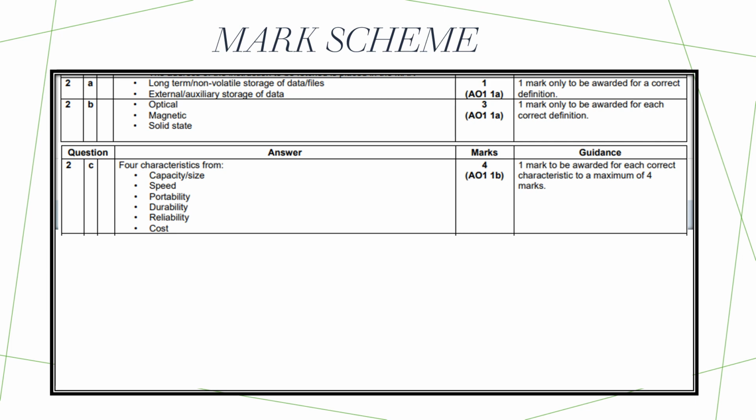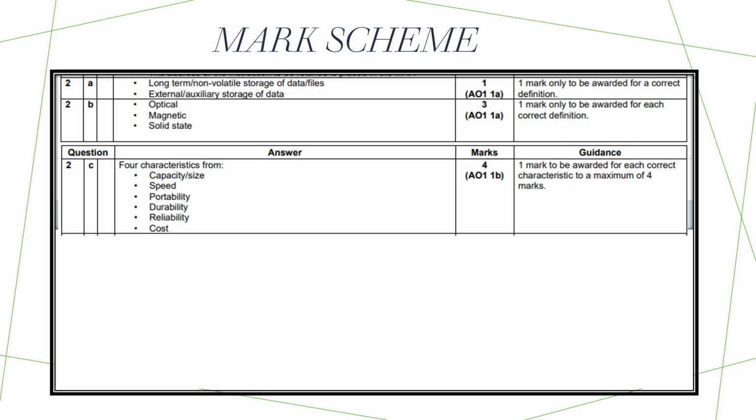For question 2B, the only thing that you are allowed to put is optical, magnetic and solid state. I believe that you are allowed to put flash instead of solid state. So they are the only 3 technologies that you can put down.